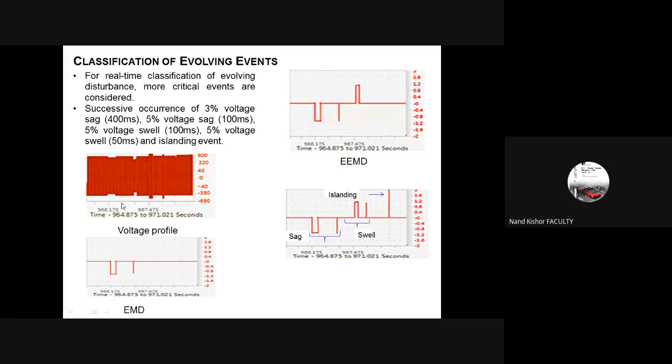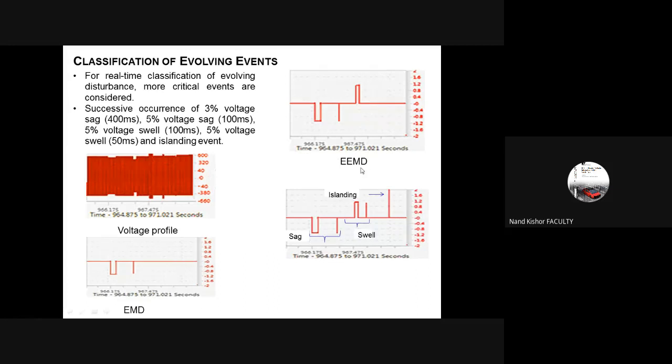With this time period, you can see it at 964.875 to 971. During this time period, we have all these events taking place: sag of different time periods, swell of different time periods, and then again some impulsive response of the islanding event. Using the EMD technique, we could only have indication about the sag. We could only indicate sag, but it fails for the swell and islanding.